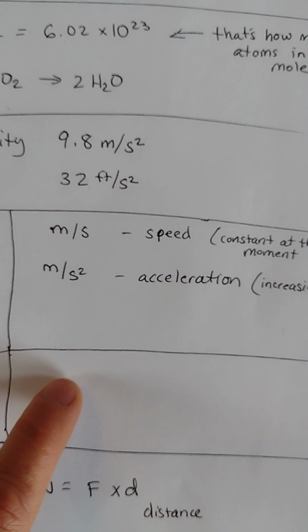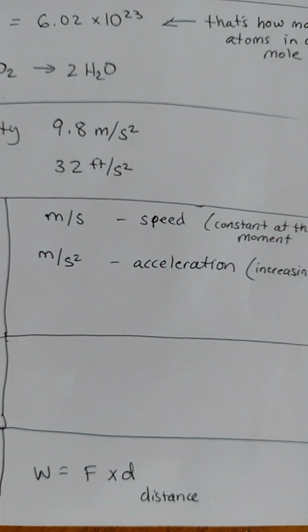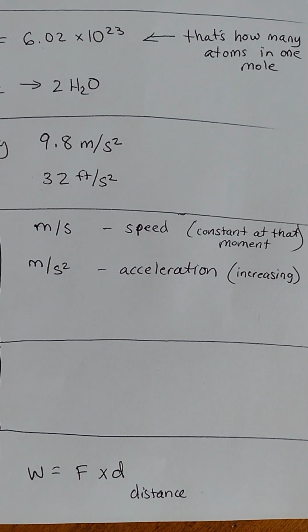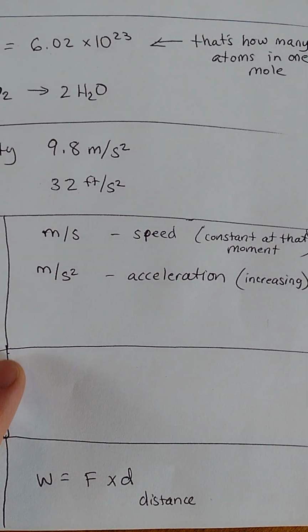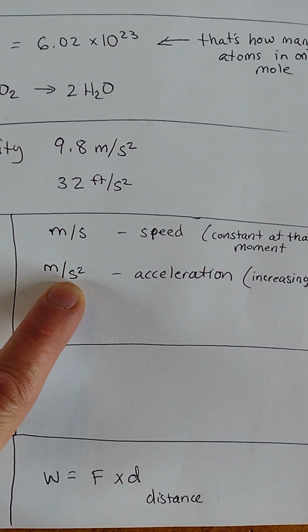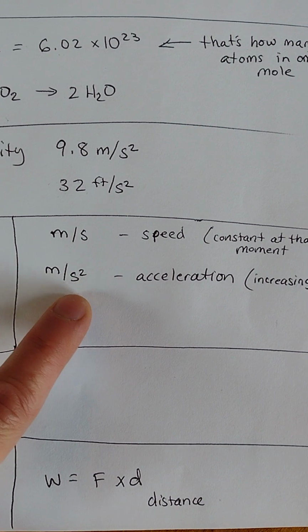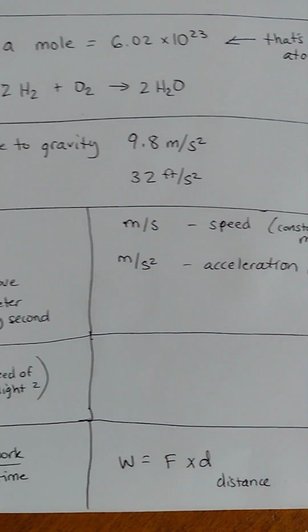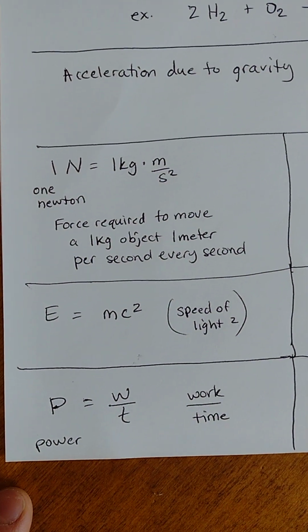We have speed is meters per second, and that's a constant speed. If you're accelerating, that's increasing speed, and that's meters per second, so that's meters per second squared. Acceleration.